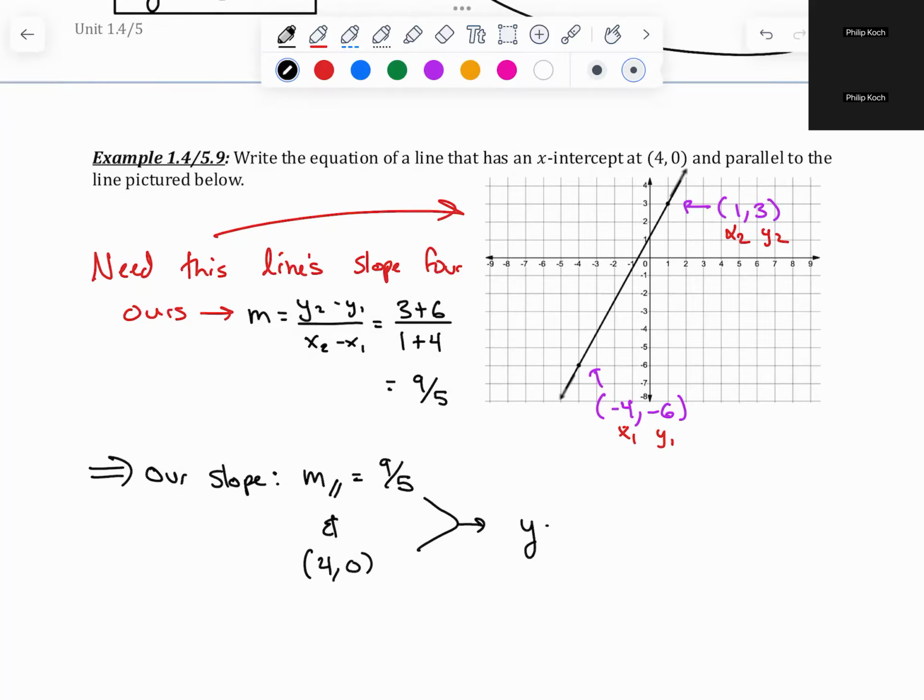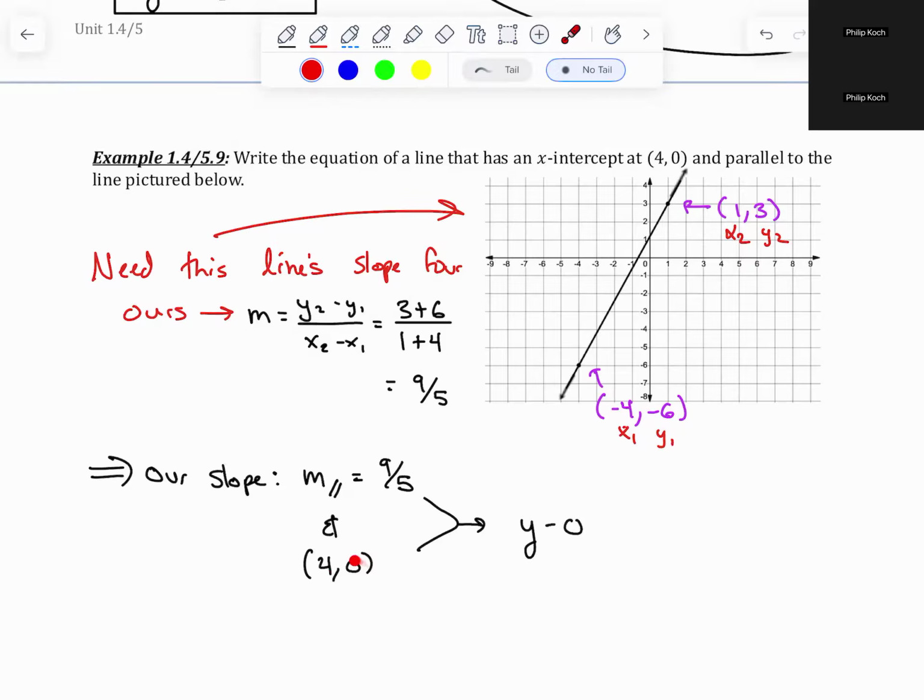y minus y sub 1, so y minus 0. Don't get it twisted with the x sub 1, y sub 1 that we labeled already. That's the problem with abusive notation. This 4, 0 is our new x sub 1, y sub 1, because we're talking about our line, not the given line. So don't get that twisted.